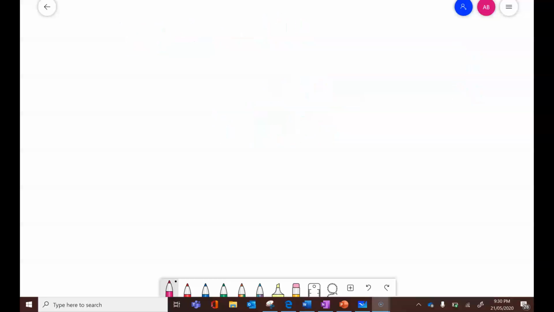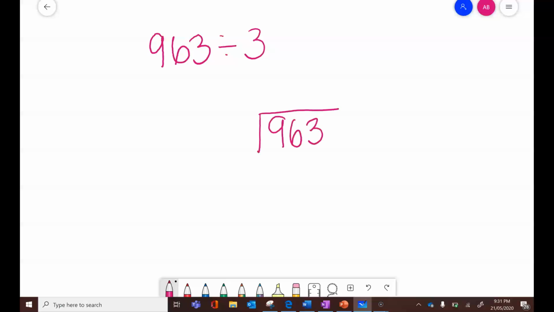All right, let's try the next one. This is a really big number. I have 963 lollies, and I'm going to divide them by 3 children. Those children are going to get lots of lollies. How many lollies does each child get? So we're going to put our numbers into the algorithm format. 963 divided by 3. And you're going to pause the video and work out the answer.